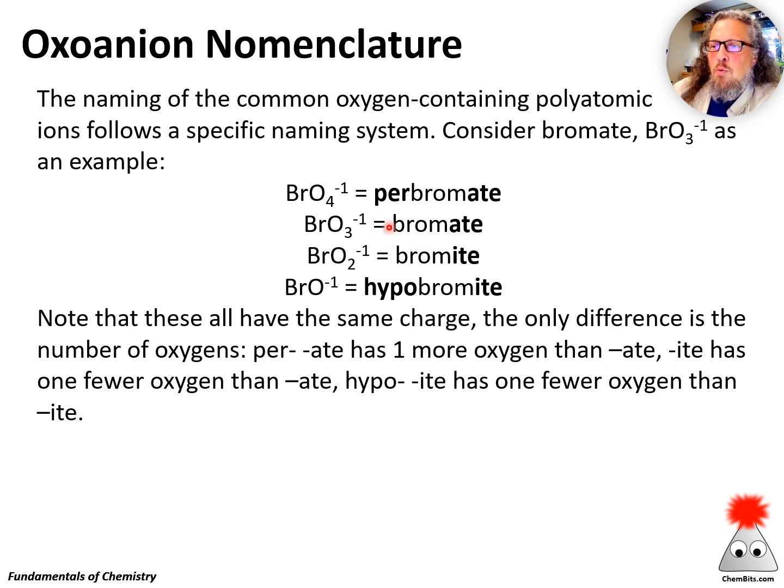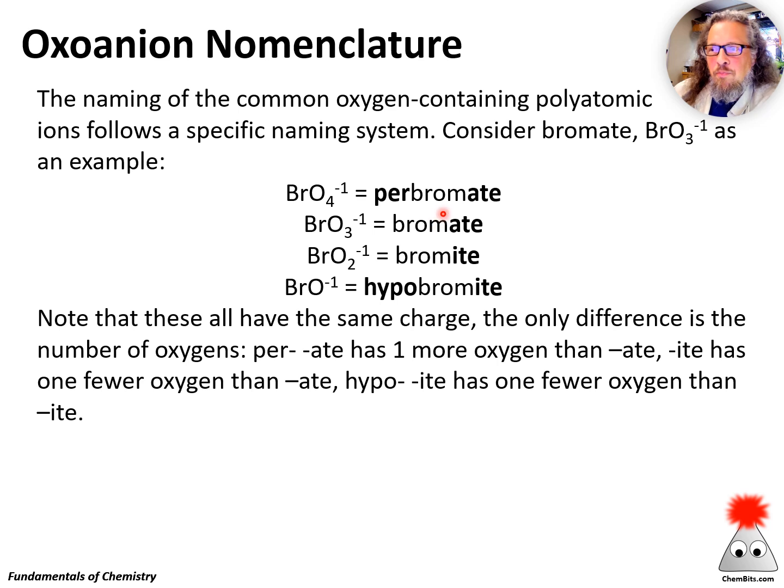So bromate, BrO3 minus 1. Well, there's another polyatomic ion called perbromate, which is BrO4 minus 1. So perate is one more oxygen, but the same charge as ate.